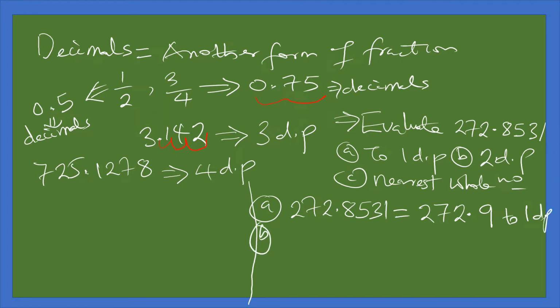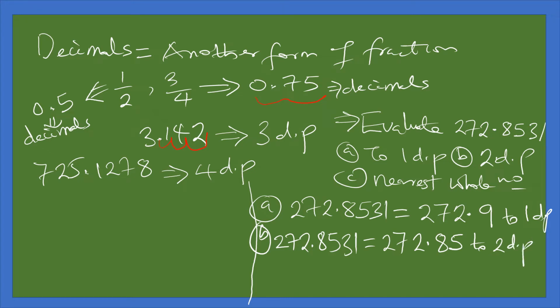Now for the B, 272.8531 is equal to 272.85 to 2 decimal places. Why? Because the next number, which is 3, is not up to 5. So we just discard it. So we take only the 2 numbers after the decimal point. So that's why we have 272.85.